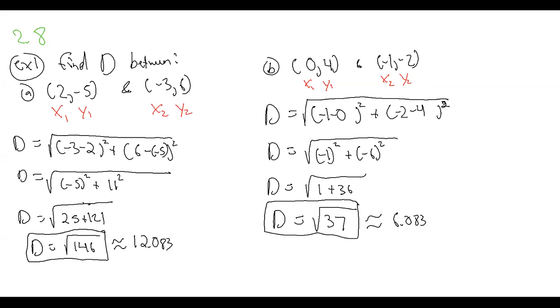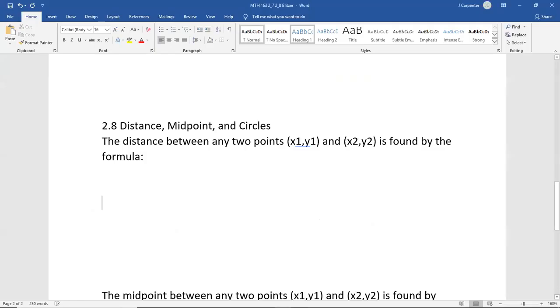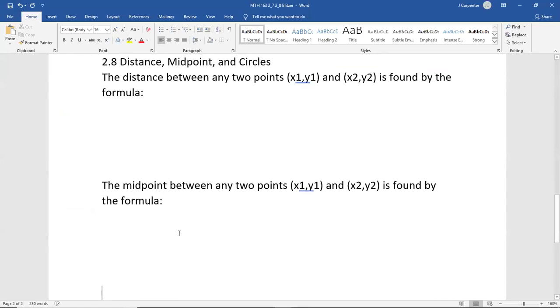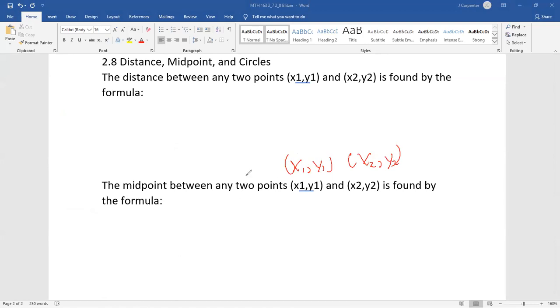All right. New share screen. Next up, next topic, the midpoint. Oops, too far. The midpoint between 2 points, and again, those are supposed to be an x1, y1, and x2, y2, like that.